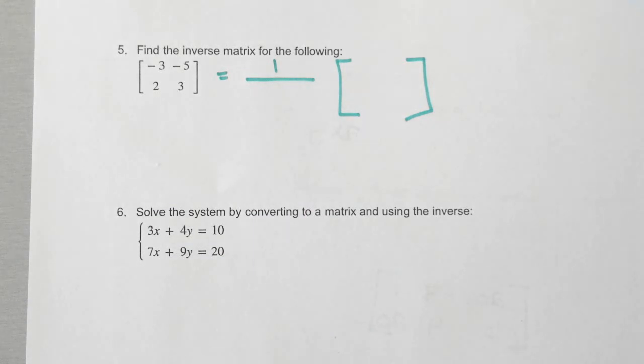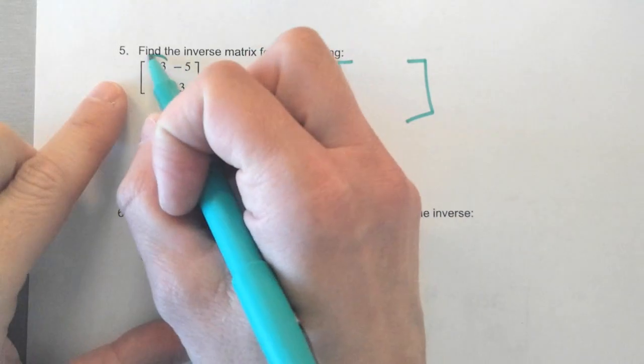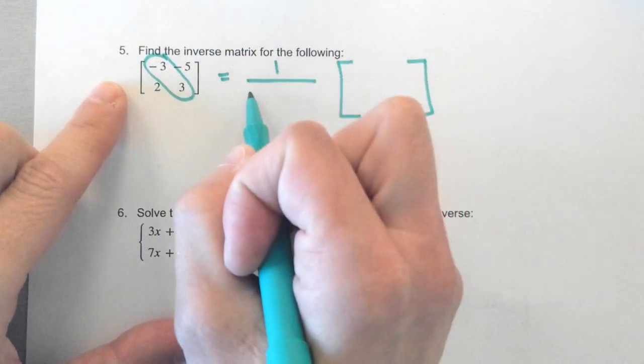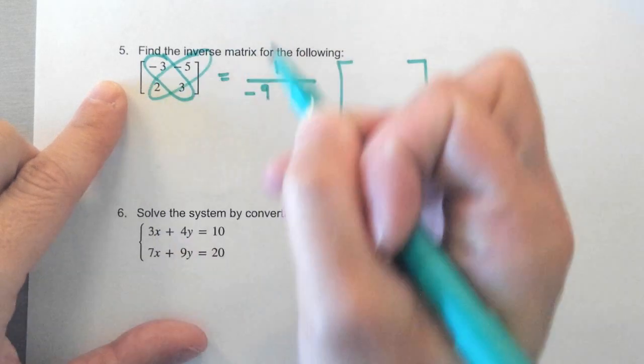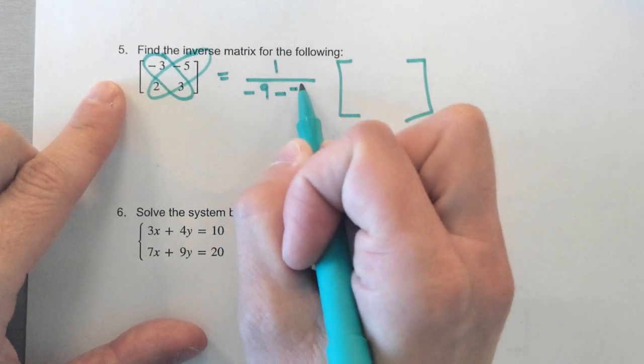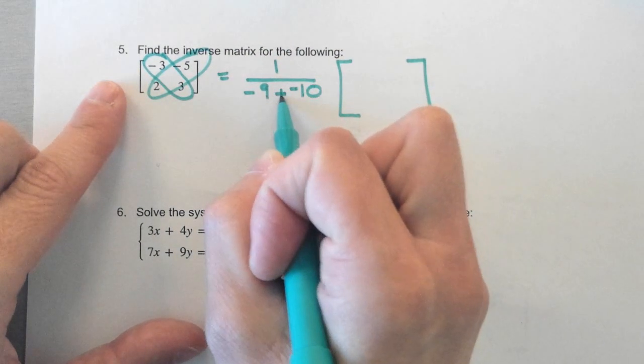And if the denominator of that fraction is 0, that's problematic. And that's when the inverse doesn't exist, because we can't have 0 in the denominator. Remember that we multiply across like this, negative 9, and then it's minus negative 10. Be careful with your sign.